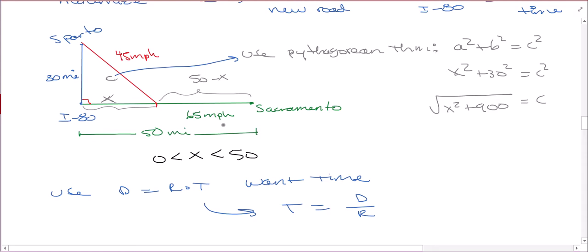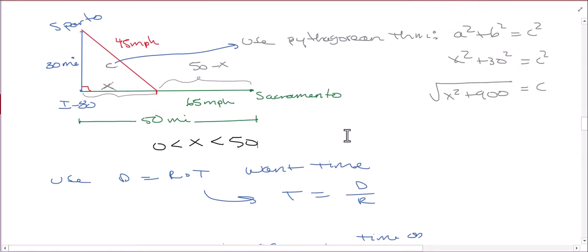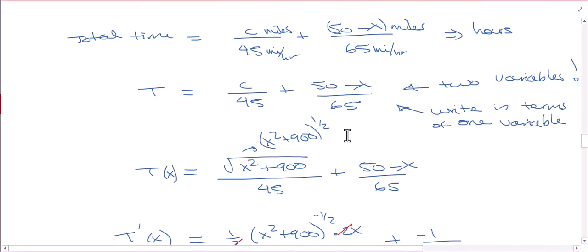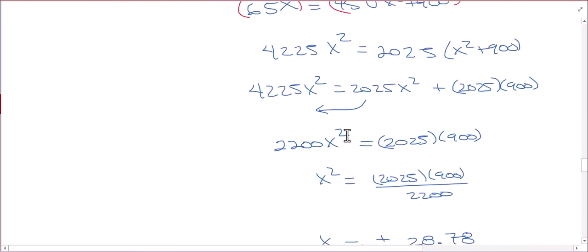But now we just found our critical number, which is 28 point something, and so now we know that the fastest way to get to Sacramento from Sparta will be having this road come to about 28 and change miles from I-80, that perpendicular distance, and then travel on that road at 45 miles per hour, and once you hit I-80 there, then go the rest of the way to Sacramento at 65 miles per hour. If you're a civil engineer or road architect, those may be things that you will have to deal with.